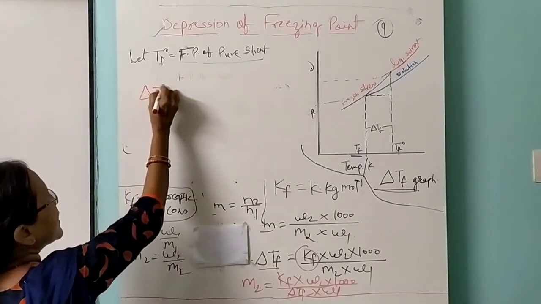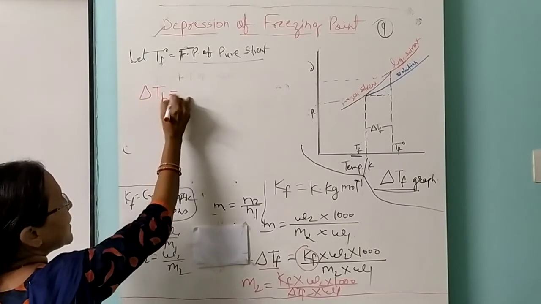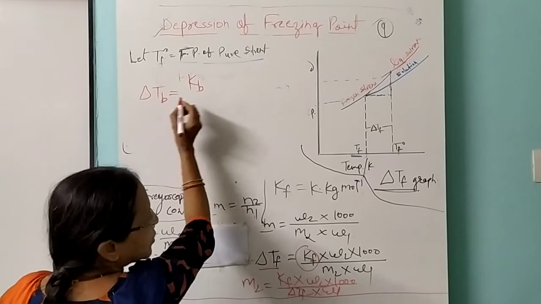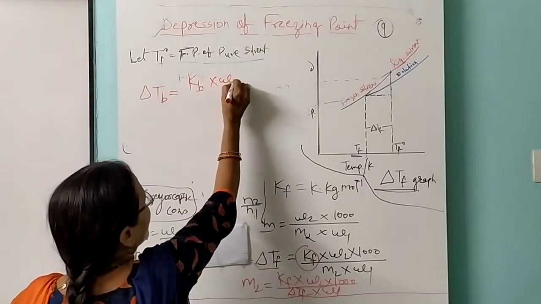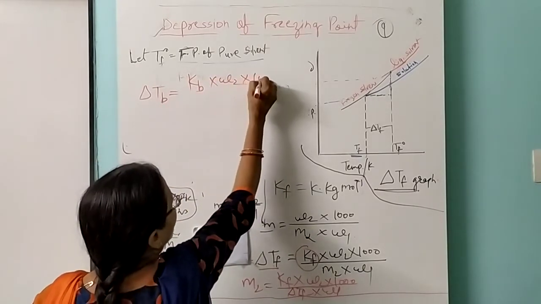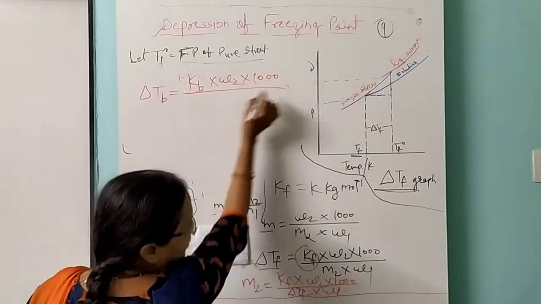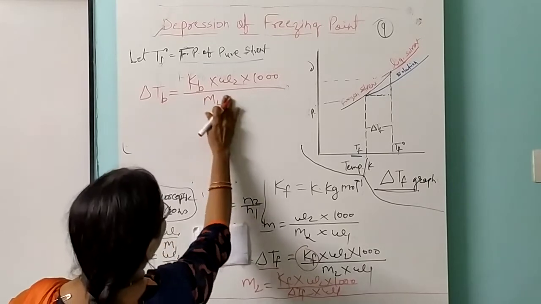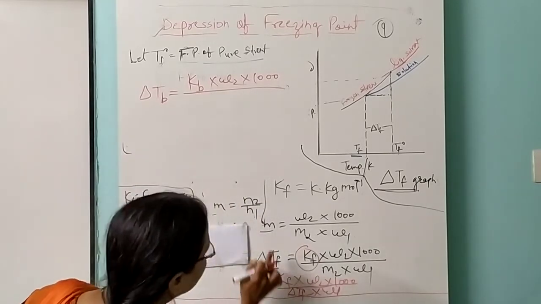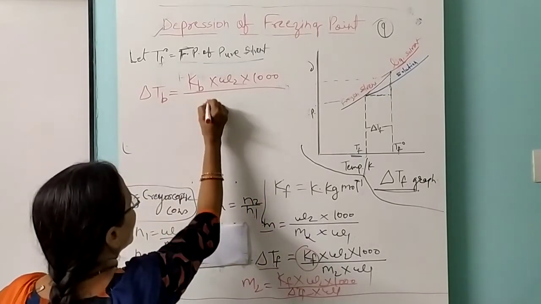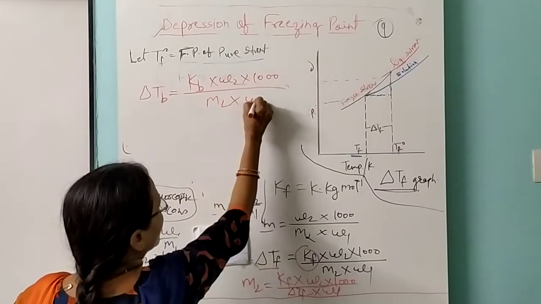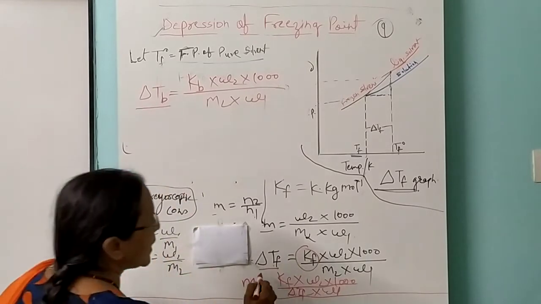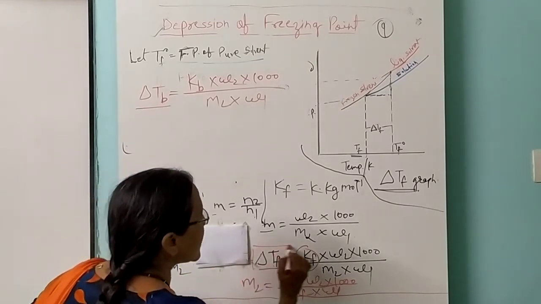Suppose I write here the equation for delta TB. What did we get for delta TB? Instead of Kf I will write Kb only. Kb into W2 into 1000 upon M2, sorry, delta TB into M2 into W1. This was the value of delta TB we had, and this is the value of delta TF.